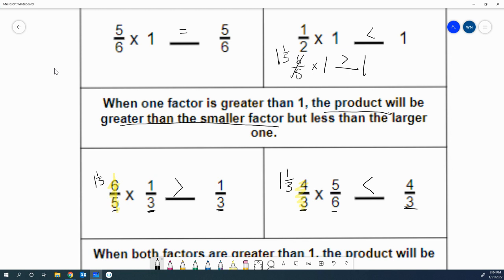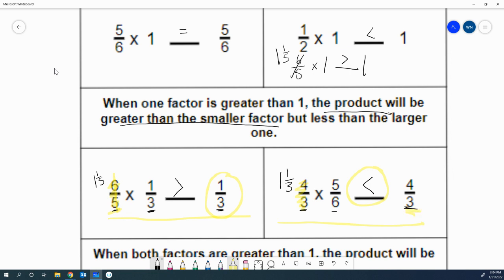Well, that sounded confusing. Let's go back and read that rule one more time. When one factor is greater than 1, the product will be greater than the smaller factor. So that's the example right here. When this factor is greater than 1, the answer is going to be greater than the smaller factor, but it will be less than the larger factor.